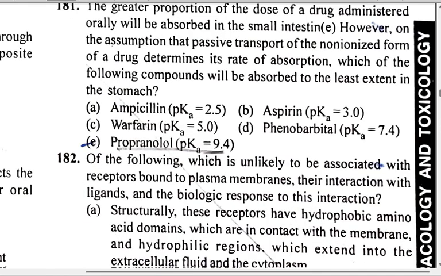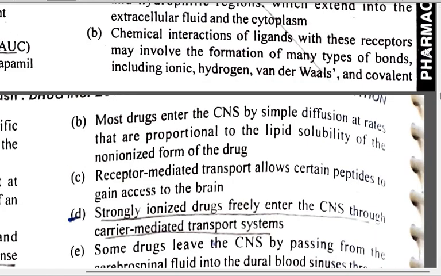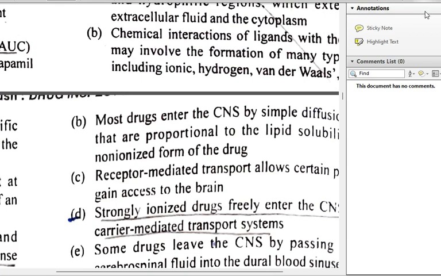So this is very long question. Try to understand the logic behind it. The greater proportion of the dose of a drug administered orally will be absorbed in the small intestine. However, on the assumption that passive transport of the non-ionized form of drug determines its rate of absorption, which of the following compounds will be absorbed to the least extent in the stomach? That is propranolol with pKa 9.4. Similarly, this question is also very long.